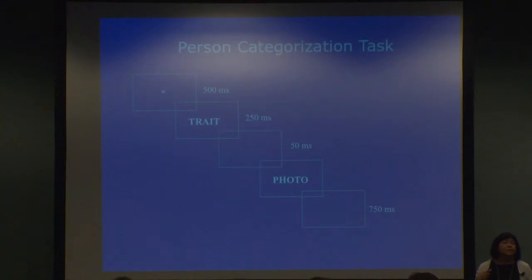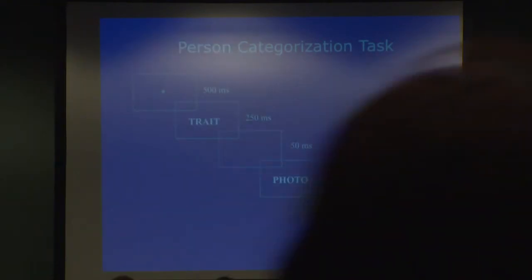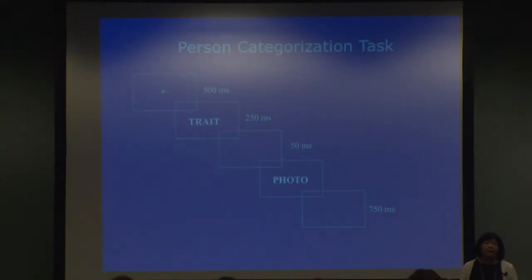We brought participants in and gave them a person categorization task to measure their implicit automatic activations. Specifically, we told them we're going to show you a trait first and then a photograph. Your task is simply to say as quickly as possible whether the person in the photograph is Black or white. The traits we used were either stereotypically Black, stereotypically white, or fillers. We gave them 96 trials, and this was our pretest of stereotype activation.